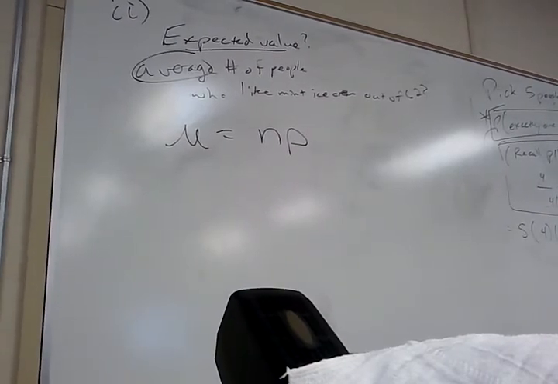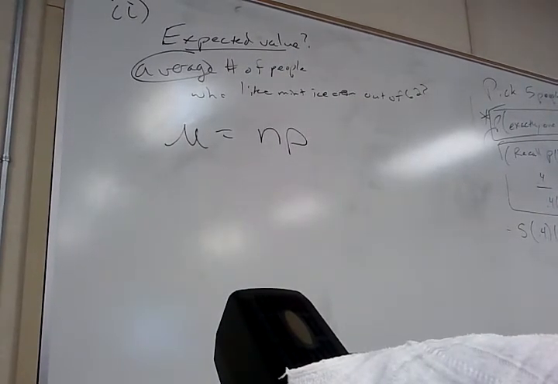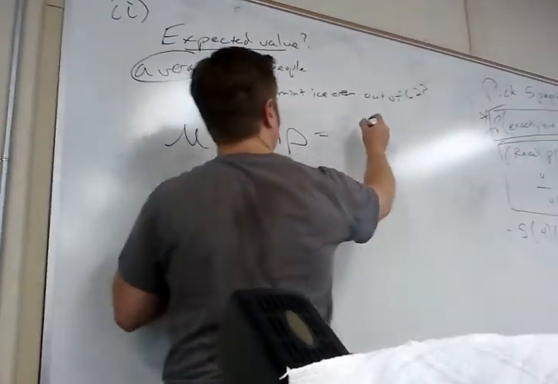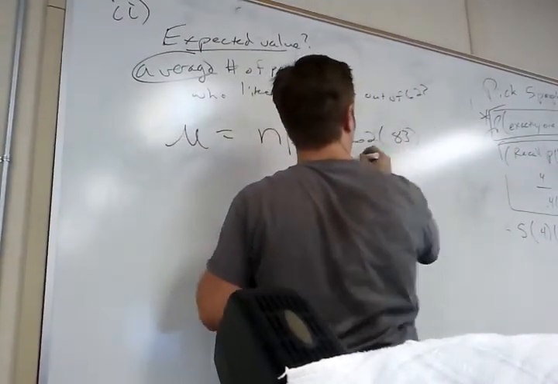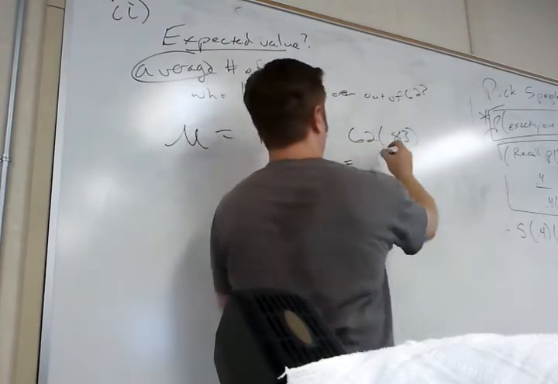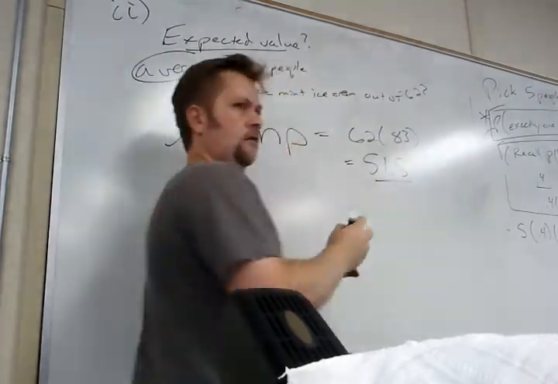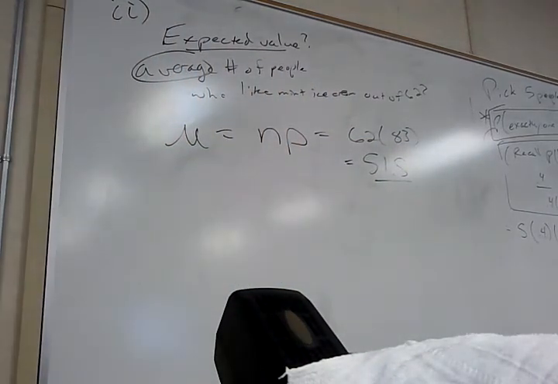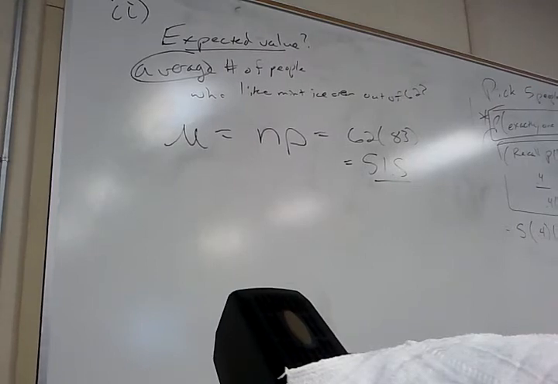If 83% of people like mint chocolate ice cream, and we have 62 of them, how many on average will like it? 83% of 62. And what is that? 51.5. 51 and a half. Cool, right? But since it's people, do you need to round down? No, an average is fine.